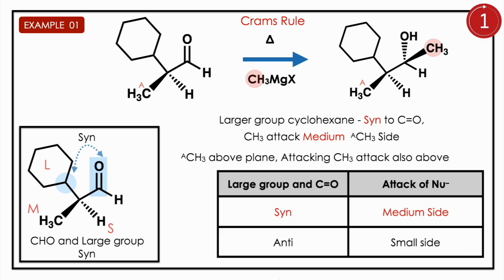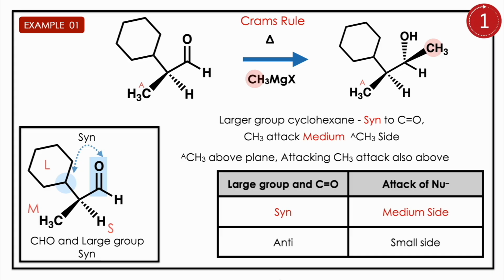Here there is no coordinating group, so obviously Cram's rule, not the anti-Cram's rule. Let us mark the groups small, medium and large. Small group obviously the hydrogen, large group obviously cyclohexane, medium group is CH3. So let us analyze the relation between the large group and the carbonyl. Carbonyl and large group are syn to each other. The nucleophile is CH3. Where will it attack? According to the table, large group and CO syn to each other means medium side attack.